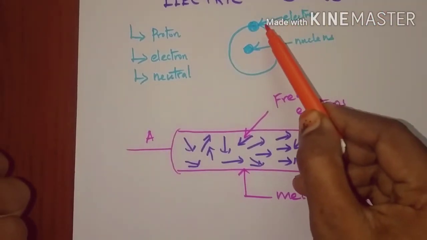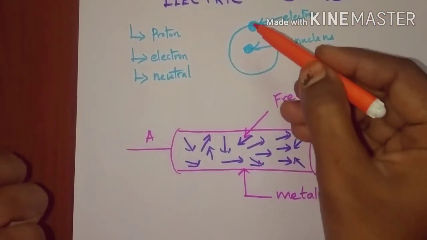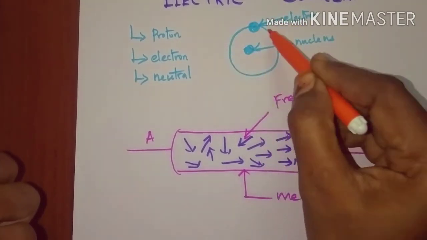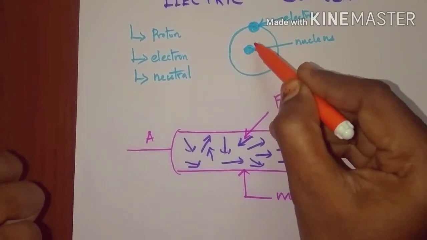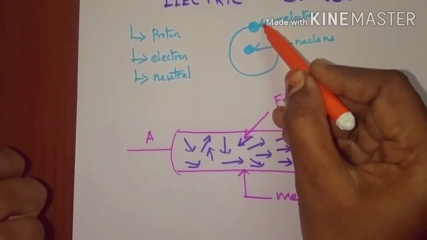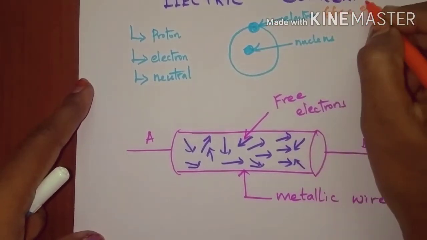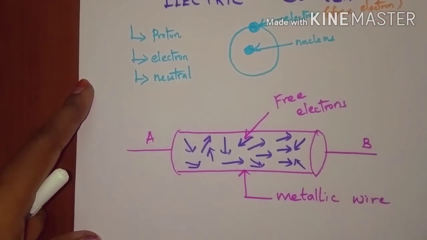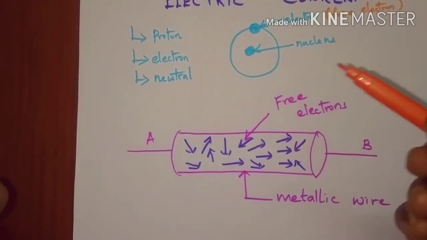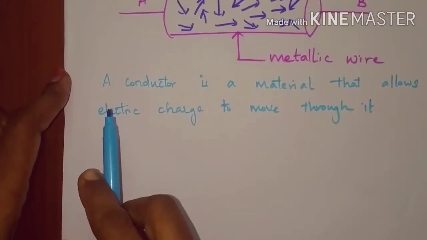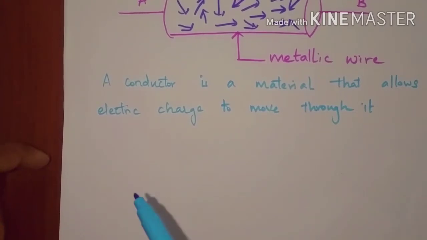The electrons present in the outermost shell have the weakest bonding with the nucleus. So this electron has a tendency to move. This electron is termed a free electron, where it can move throughout the material. The material that has a tendency to move the free electrons is termed a conductor. A conductor is a material that allows an electrical charge to move through it. So this movement of charges constitutes an electrical current.